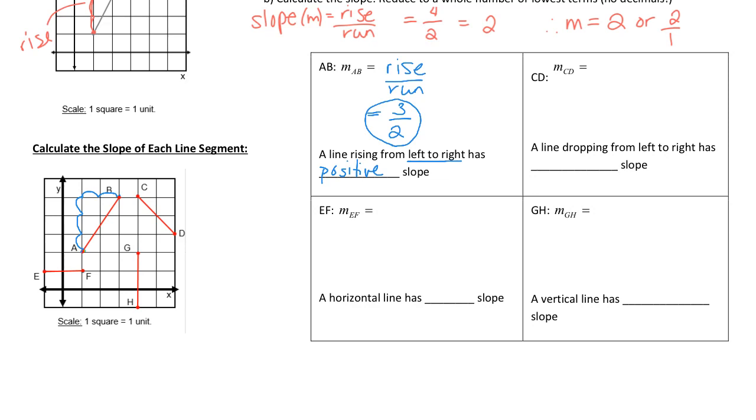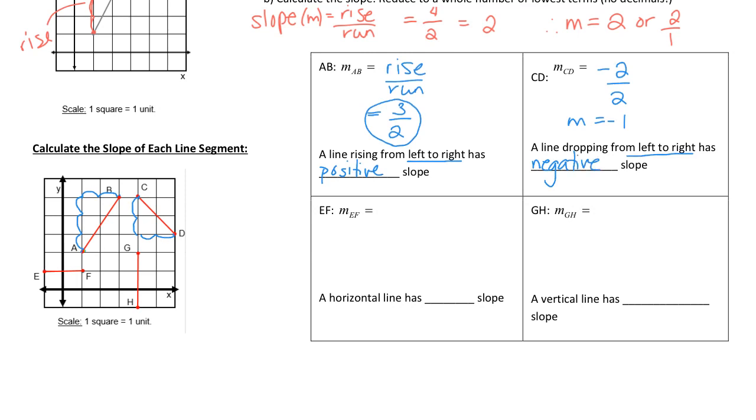Now let's take a look at the slope of the line CD. So this is the line CD. Let's go ahead and write our rise. So going from C to D, I'm actually going to go down. So here I'm going down 2. So my rise is down 2, and my run is still to the right 2. So negative 2 over 2. So my slope is equal to negative 1. And you can see I did get a negative slope. That's because this is a line dropping from left to right. So dropping from left to right, it has a negative slope.